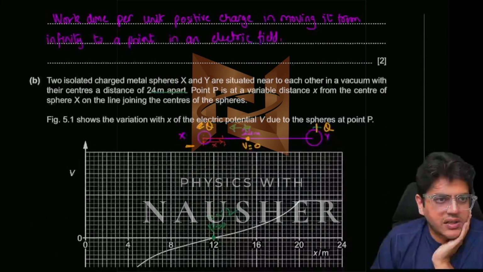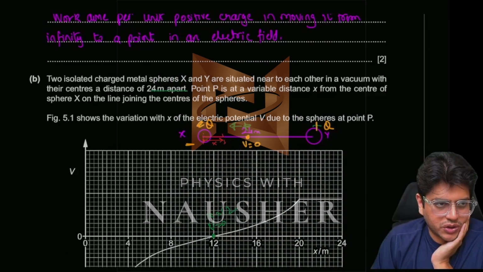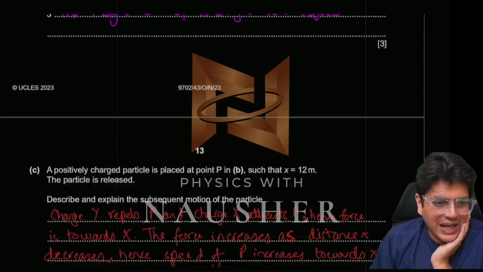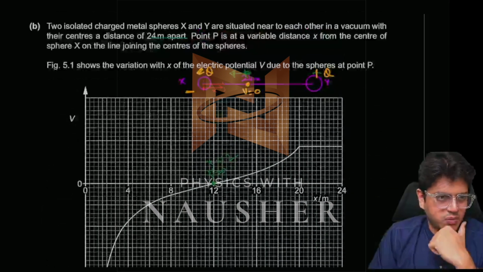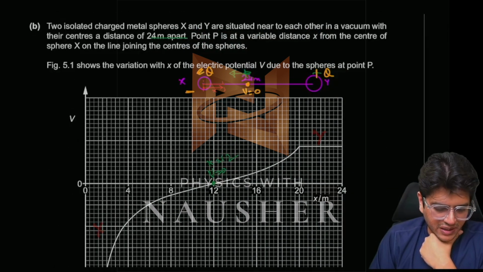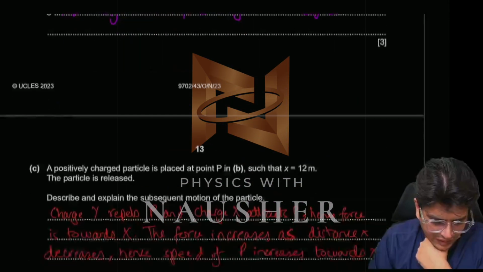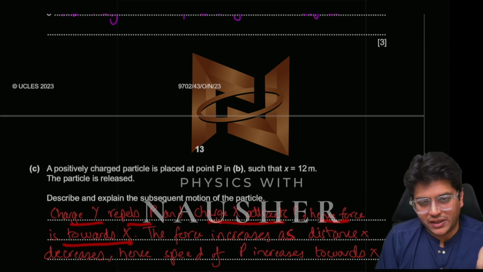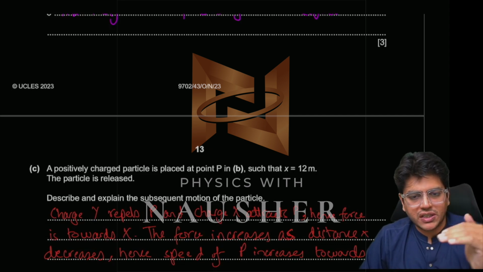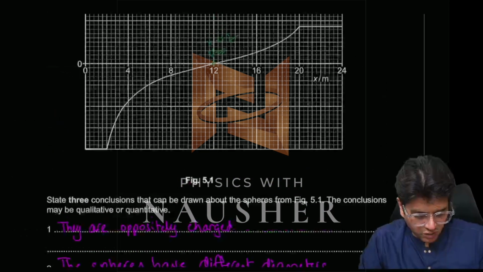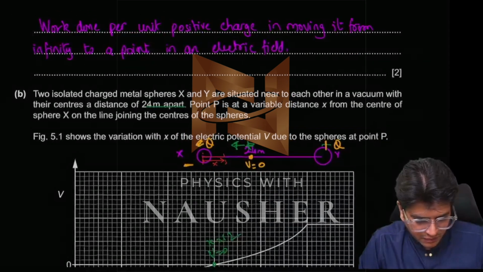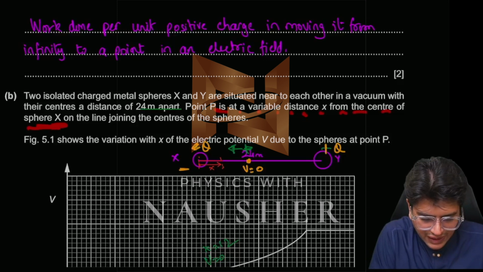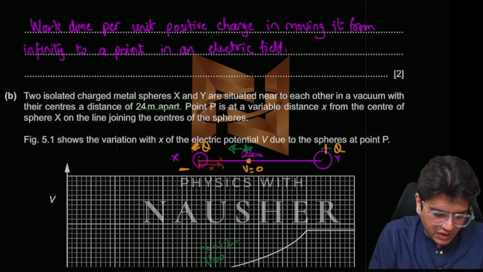The reason for that is they've already mentioned that x and y are two charges, and we're assuming that charge x is the first one, which is this one, and this is the second one. Charge y repels P, charge x attracts P, hence force is towards x. Like I said, it's one way. The force increases as distance x decreases. They already mentioned that point P is at a variable distance x from the center of sphere x, which is negatively charged.